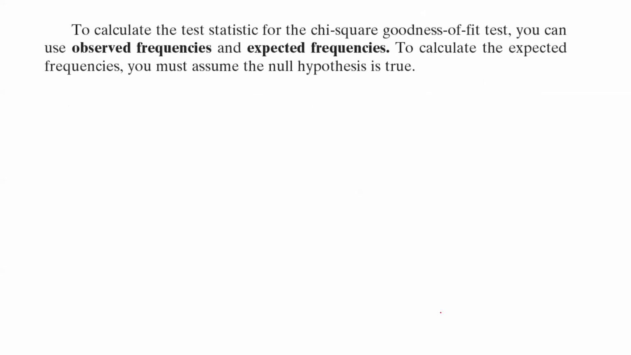Let us begin. To calculate the test statistic for the chi-squared goodness of fit test, you can use observed frequencies and also expected frequencies. So we need to form two different things, observed frequencies and expected frequencies. To calculate the expected frequencies, you must assume the null hypothesis is true.